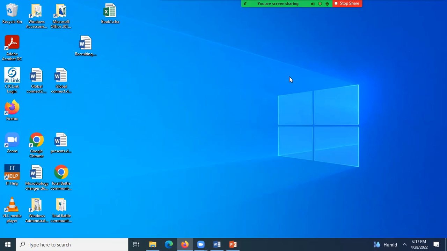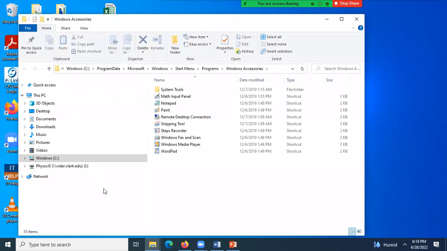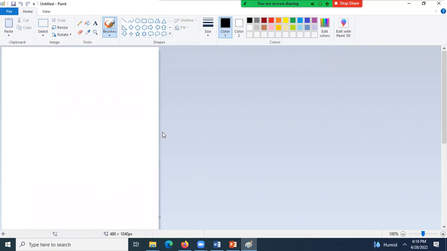I've got too many windows open. Yeah, it's going to be a little small, but it's all right.